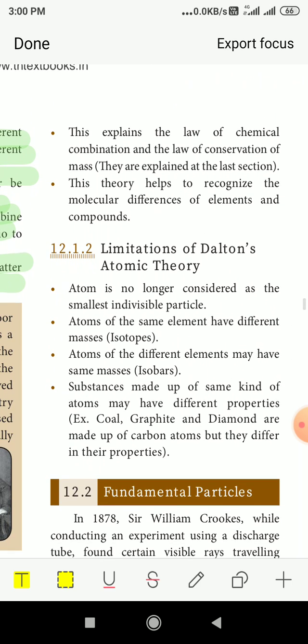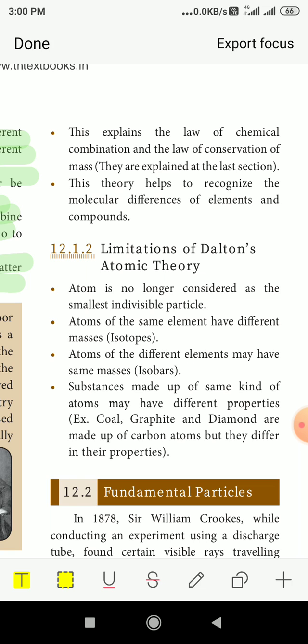This theory helps to recognize the molecular differences of elements and compounds. It also helped to recognize the molecular differences between the elements and the compounds. So, in Dalton's theory, he was able to explain the properties of liquids and gases, then the laws of chemical combination and the law of conservation of mass. Then it also helps him to find out the molecular differences of elements and compounds.